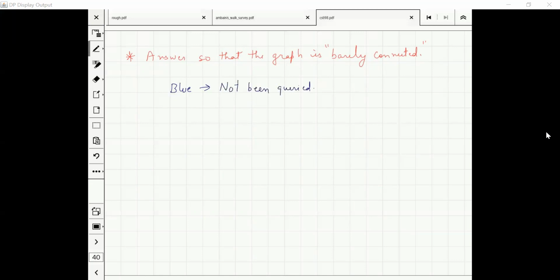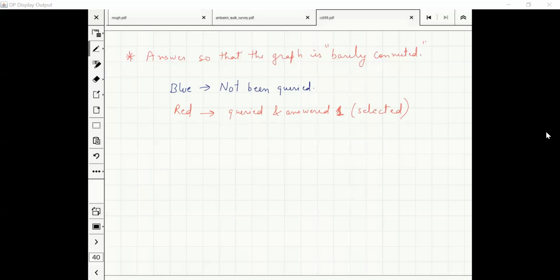Okay, assume that all of them were present, because I could have made all of them present, but these are what I'm calling blue edges. Then I have red edges, which are the edges which were queried and were answered 1. Basically, these are the ones which I have selected at any point of time. Okay, so this is an intermediate stage in my adversary argument.